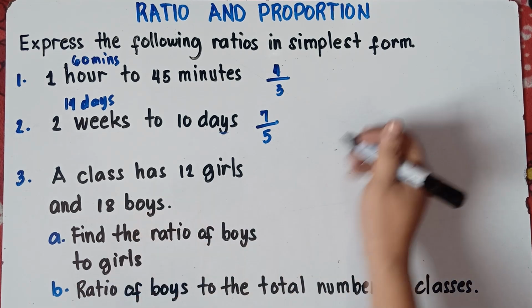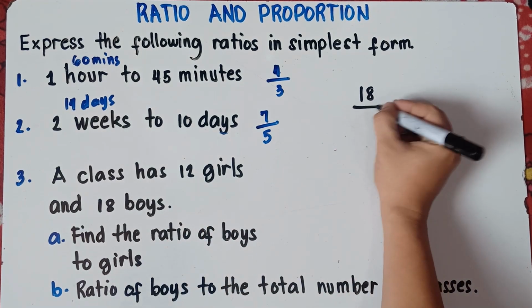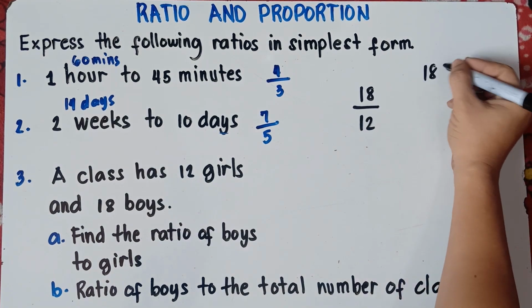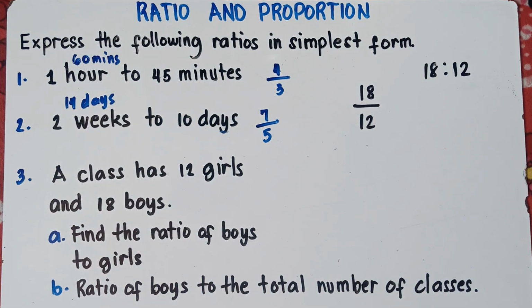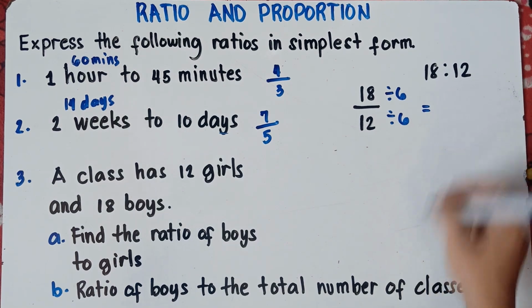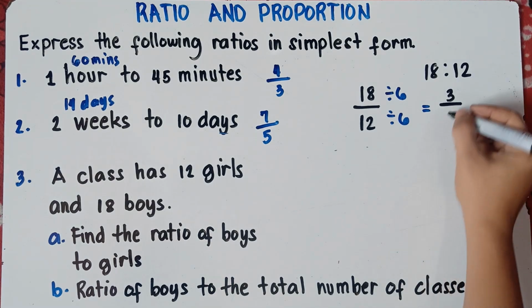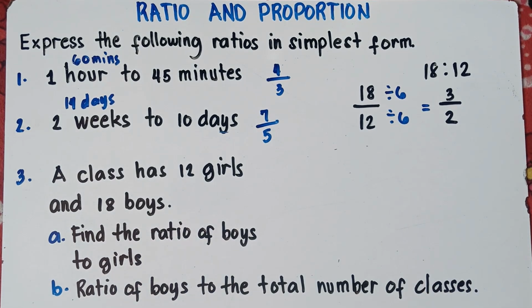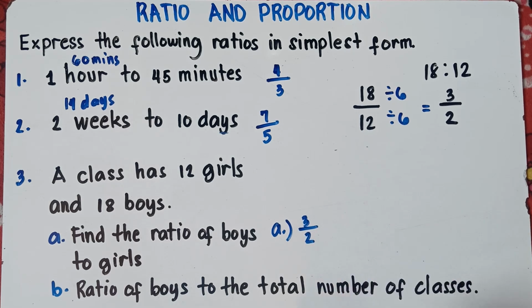So boys to girls, so we have 18 boys, and then girls, 12 girls. So 18 is to 12, or we can write it 18 over 12. So, can we reduce? Yep, we can reduce. What would be the greatest common factor, class, of 18 and 12? That's correct. That would be 6, right? We can divide this one by 6. Divide by 6. So, our answer, 18 divided by 6, that is 3. 12 divided by 6, that is 2. 3 over 2. So, for letter A, the answer is 3 over 2.